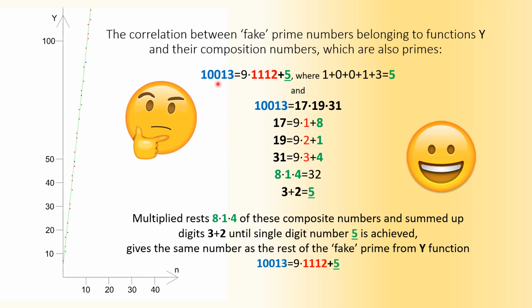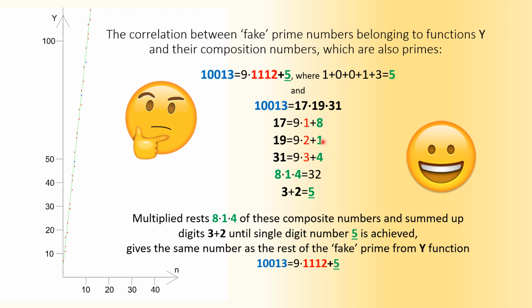We already know that 10,013 is 9 times 1112 plus 5, where 5 is the remainder, and the sum of its digits is 5. Now, the factors can also be shown as our functions y. For 17, it's 9 times n plus 8, where n is 1. For 19, it's 9 times 2 plus 1. For 31, it's 9 times 3 plus 4.